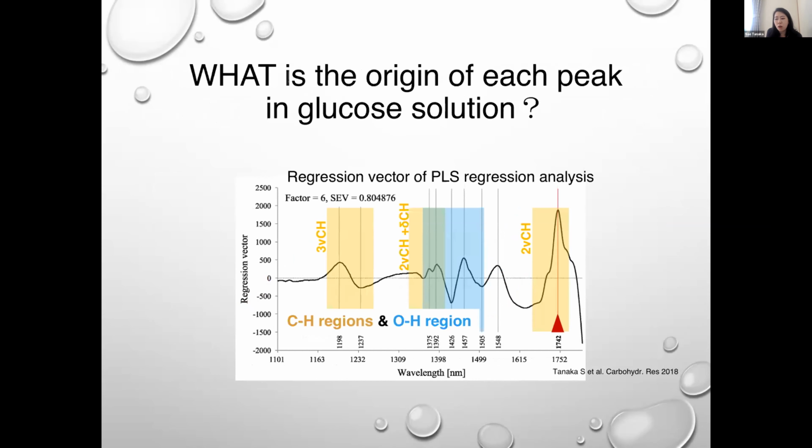Then let's move on to analysis of the origin of the peaks. We've obtained the difference of the glucose anomer spectra, but the origin of each peak is still unknown. Based on conventional band assignment as shown here, we can only imagine which band originated from glucose, CH or something else. I try to identify each band origin from the glucose anomer solution.